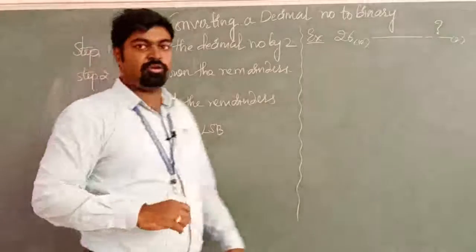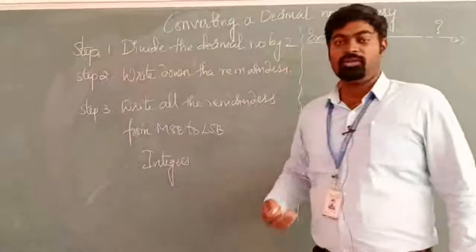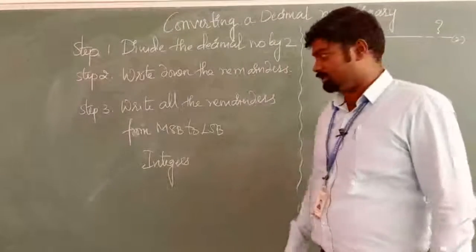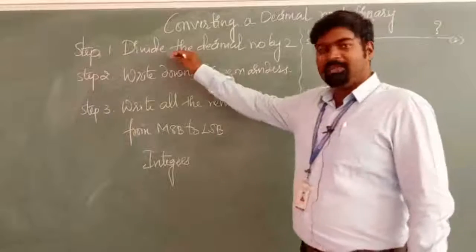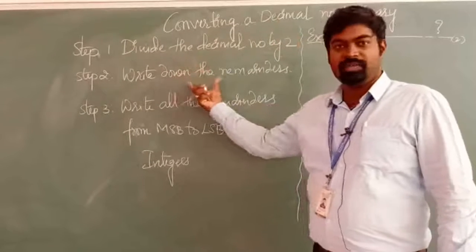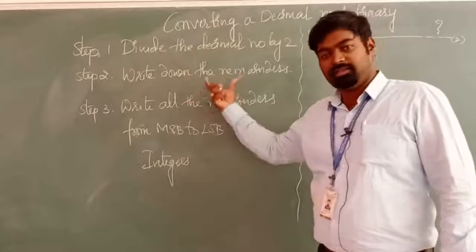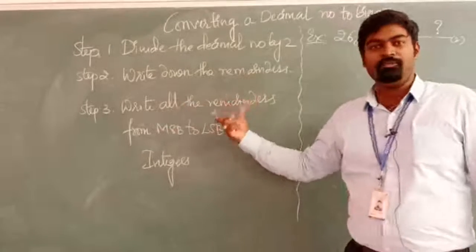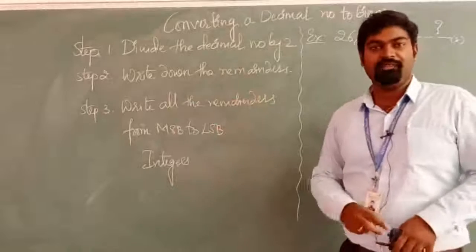This procedure is followed only for integers. Now what is the procedure to be followed for the fractional part, that we shall see in the next session. So the first step is to divide the decimal number by 2, then write down all the remainders. Whatever remainders you get, write them down. Then consider all the remainders from most significant bit to least significant bit.